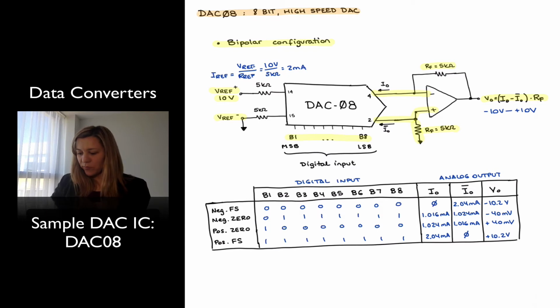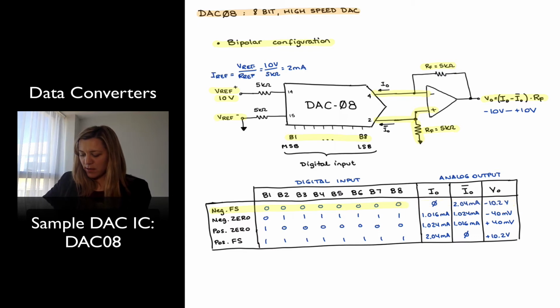in the table below. If we take a look at the table, I've represented again 4 possible values for my digital input. One is for my negative full scale range, which corresponds to when all my bits are set to 0. Notice that under those conditions, my I out is equal to 0, just as in the unipolar case. My I out bar is roughly 2 milliamps, slightly higher than that, specifically 40 microamps higher. And then my output voltage is roughly negative full scale range. Notice that there is a little offset there.